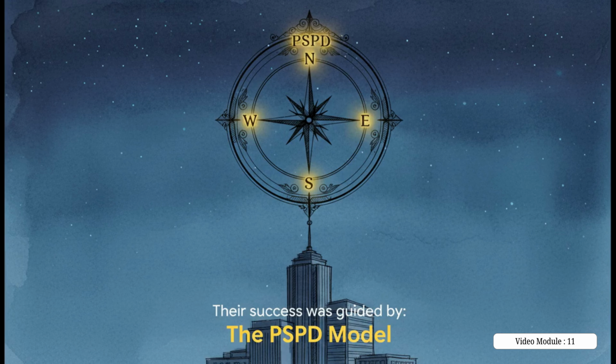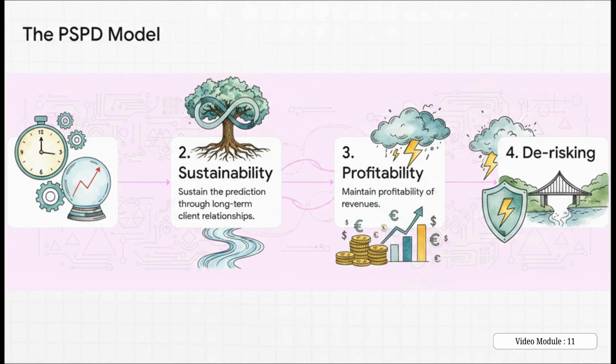But it wasn't just about clever logistics. Their entire way of doing business was guided by this simple but really powerful internal philosophy, something they called the PSPD model. This was their true north for making decisions. So, PSPD. It stands for predictability, sustainability, profitability, and de-risking. Each one of these pillars was absolutely critical to their strategy. It made sure that their growth wasn't just fast, it was also stable and built to last.